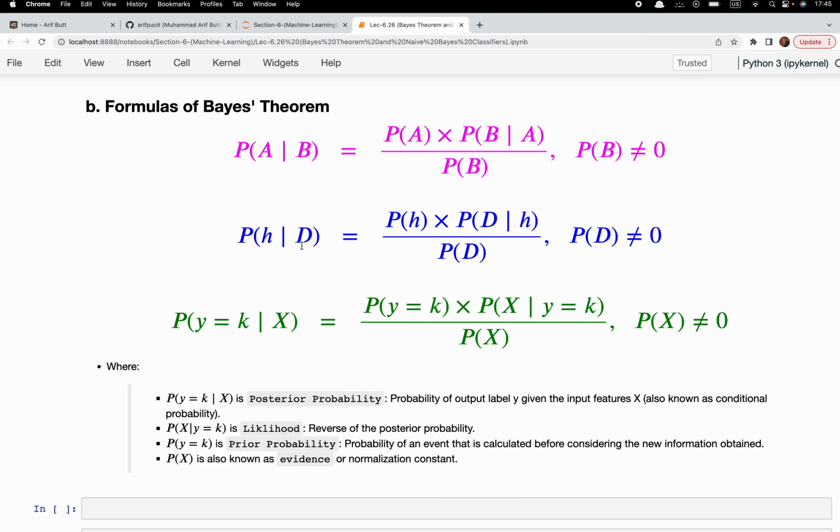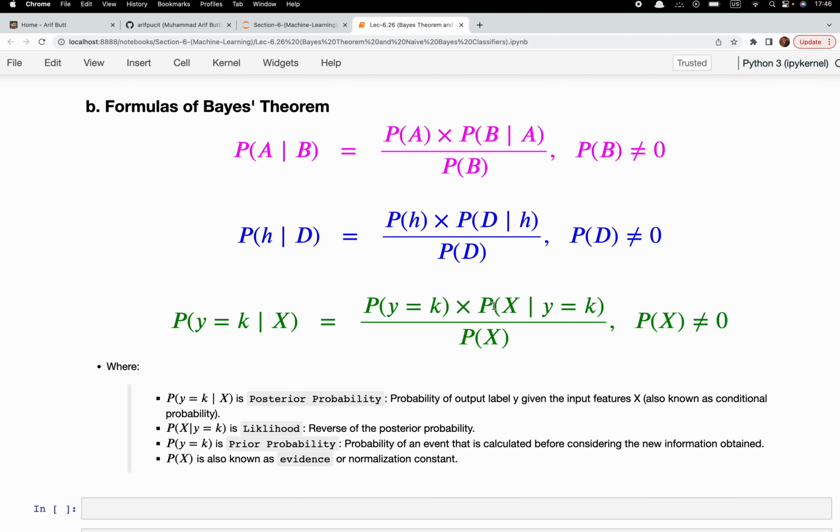My dear students, in our video, since we are using capital X to represent the input features and lowercase y to represent the output label, which we want to predict, therefore I will use this third formula shown in green color over here in this video. This probability of y equals k given x is called the posterior probability. That is, we want to calculate the probability that output label y has a value of k given the input features x.